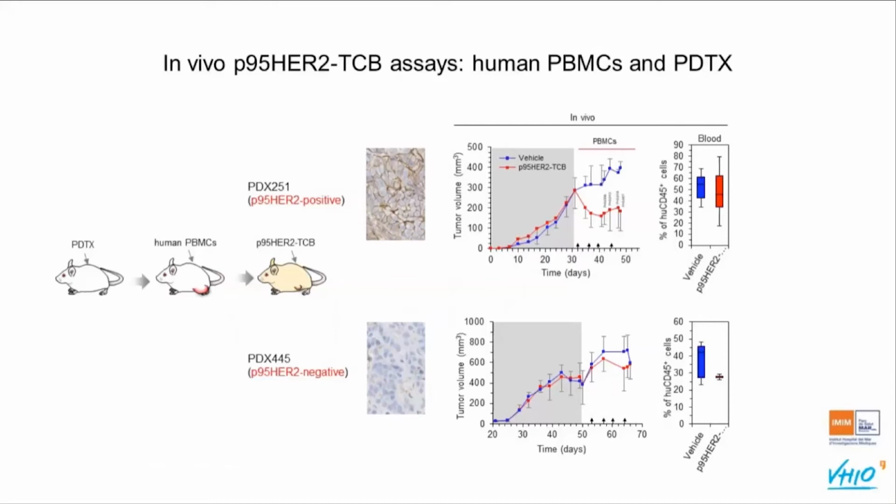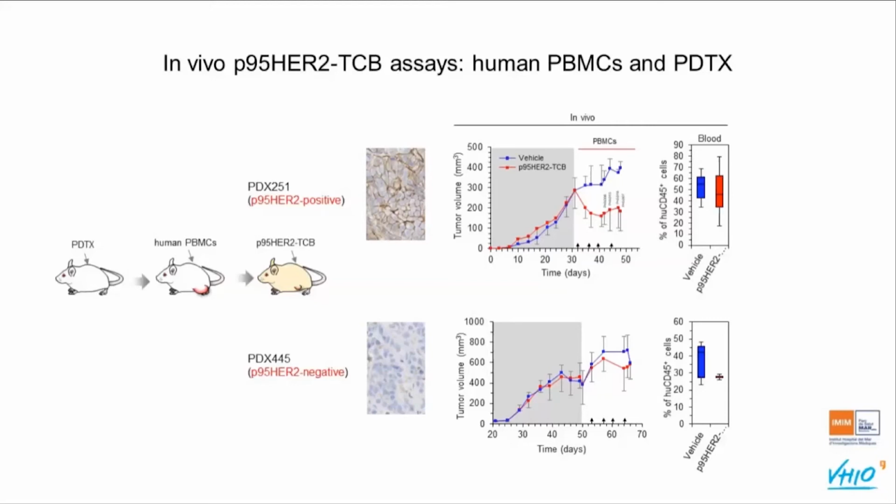So what we did was to systematically analyze the efficacy of the TCB in PDXs. We used again the PBMC model, and we were able to determine the threshold of expression of P95 in order for the TCB to have an anti-tumor effect, as shown here with a PDX that is positive for P95 HER2 and a PDX that is negative for P95 HER2.